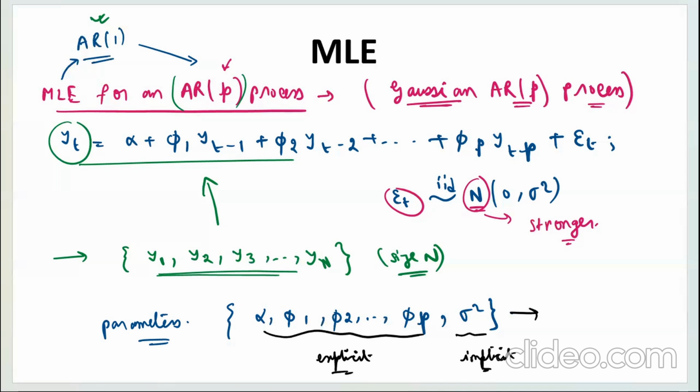How many parameters are here? If you see, phi1 to phi p gives p parameters, then here you have one parameter and here you have one parameter. So p plus 2 parameters are there, right? Your AR(p) model has p plus 2 parameters and we want to find the estimated values of these parameters. So let's start with that. Firstly, we will again start with the likelihood function.